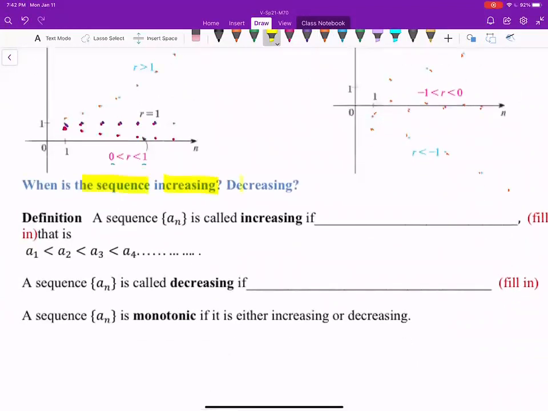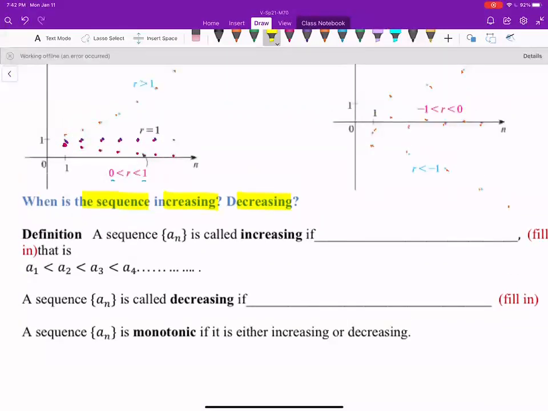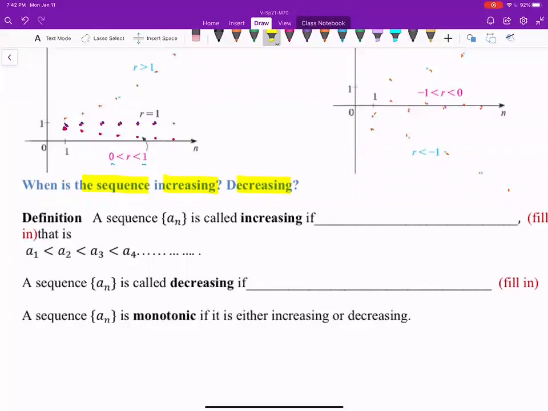When is a sequence increasing or decreasing? Even this concept will be used quite often later in series. A sequence a sub n is said to be increasing if a sub n, the nth term, is smaller than a sub n plus 1, the next term, for all n more than or equal to 1.